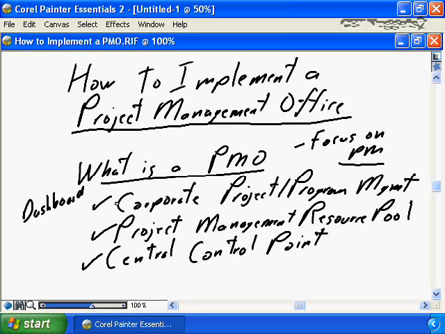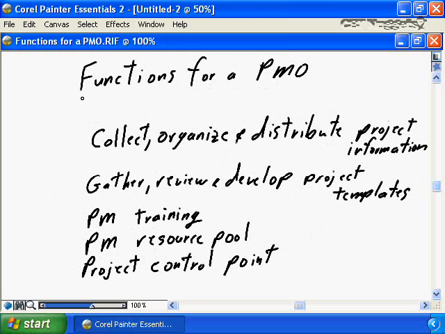delivery. Each of these three flavors of PMO is very different, ranging from the common dashboard, to a complete resource pool where all project management resources reside, to the actual ownership responsibility for project delivery. What is a PMO? A PMO is an organizational unit focused on project management. Different organizations will implement PMOs in very different ways depending on their needs and requirements. As different organizations implement PMOs in different ways, maybe a better way to look at this would be to look at what functions a PMO may provide in an organization.